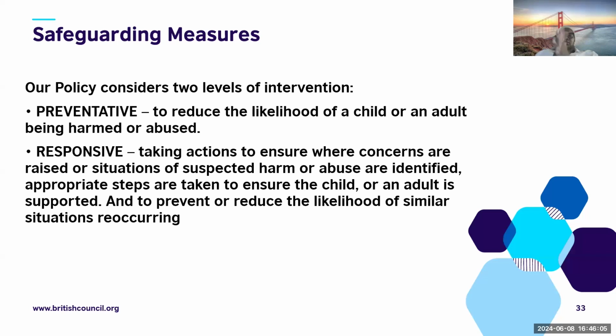Our policy considers two levels of intervention. Like I said, when we see something, we intervene. The first is preventive. What we mean by preventive is that we put safeguarding policies in place that will prevent any type of abuse. I will give you something very basic. At the British Council, we try to have a safe environment for children, so we do not expose them to adults who might be a danger to them. For example, when we hire teachers, we do background checks. We don't let anybody just come in and teach the children.